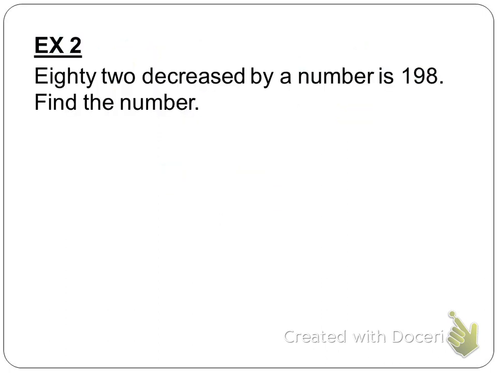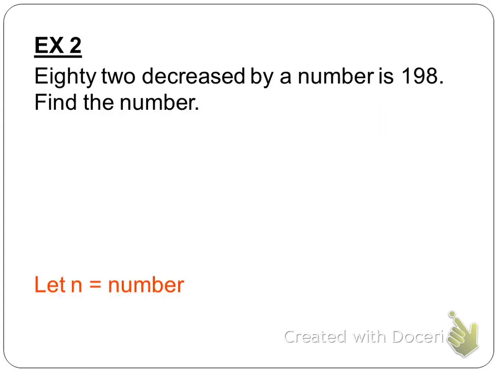All right, so chapter 1, we looked at problems like this, but it wouldn't have this last sentence. It wouldn't say find the number. You were just told to write an equation to model the situation in the sentence that's given, okay? So we're actually going to do that like we were doing in chapter 1, but then we're actually going to solve it now that we know how to solve. So this says 82 decreased by a number is 198. We want to find the number.